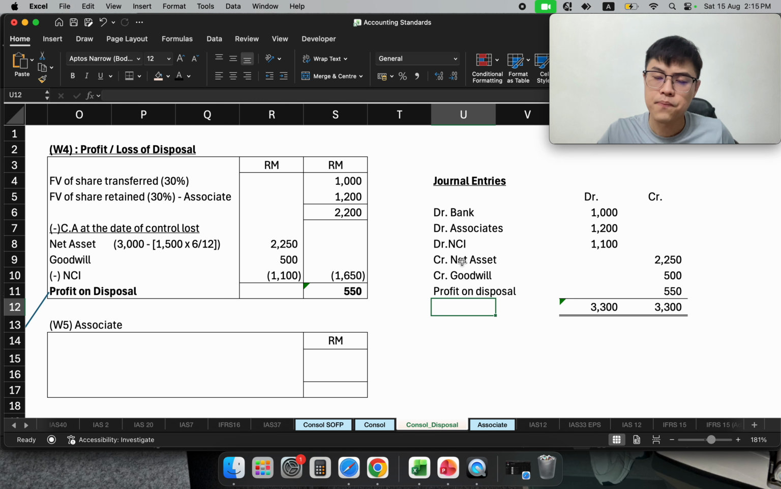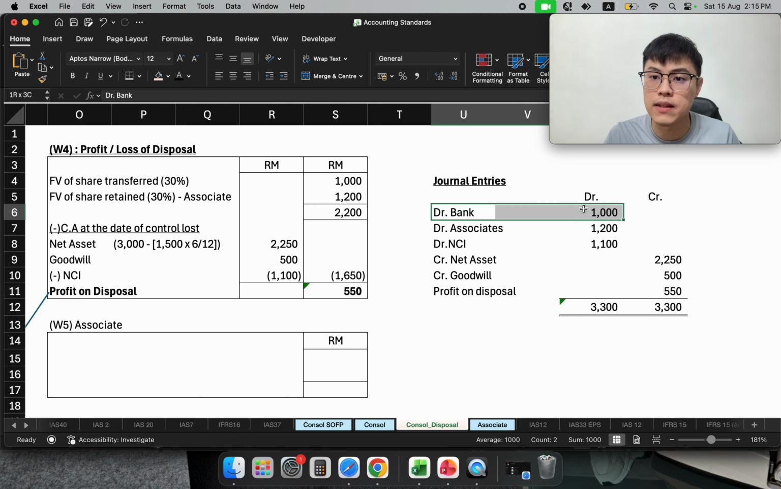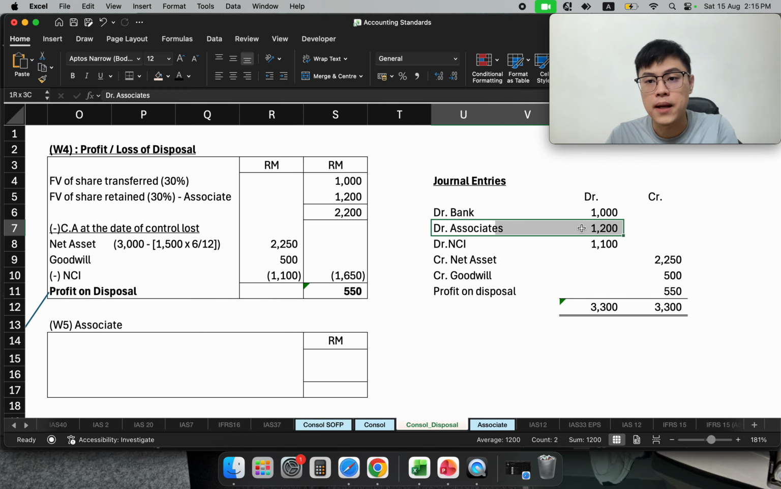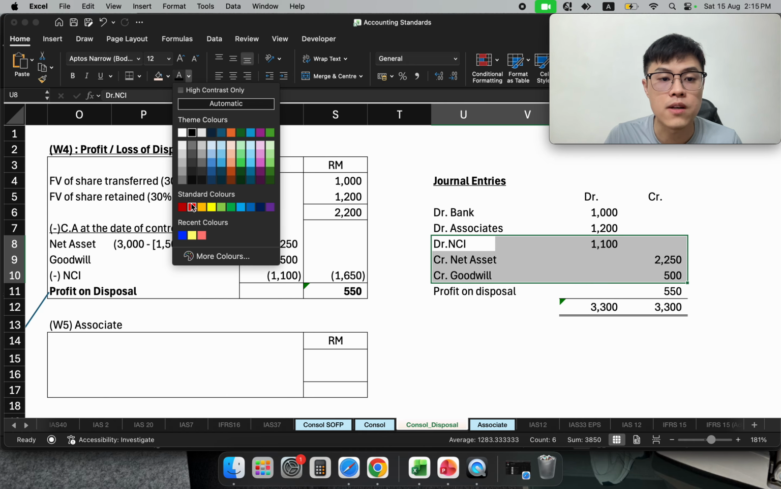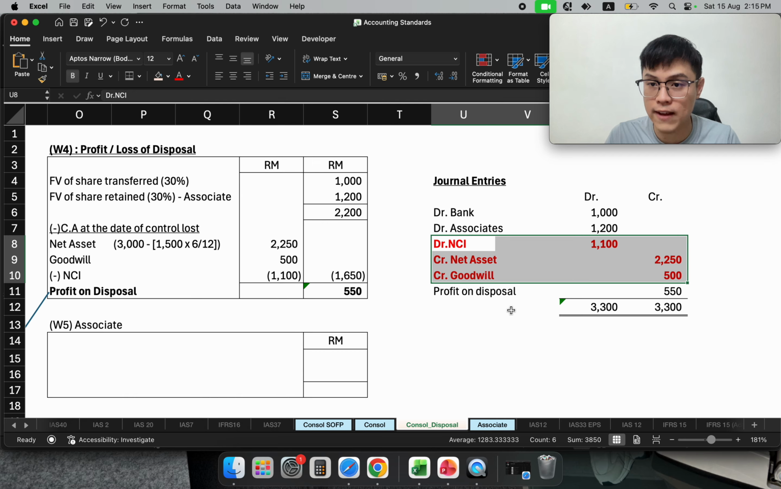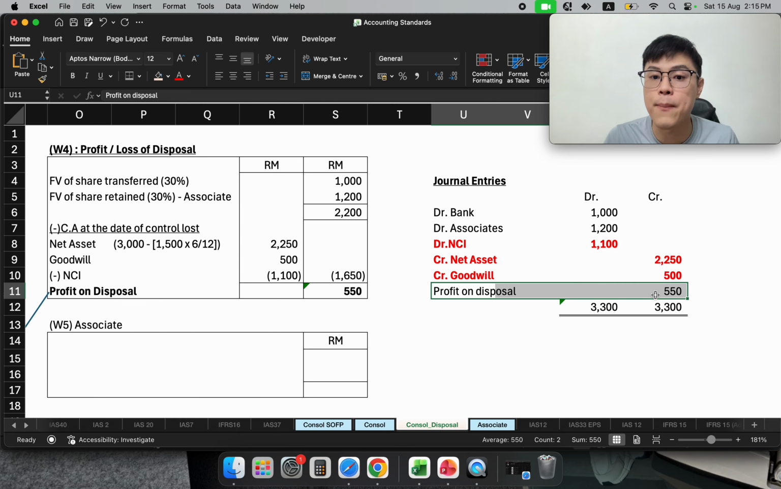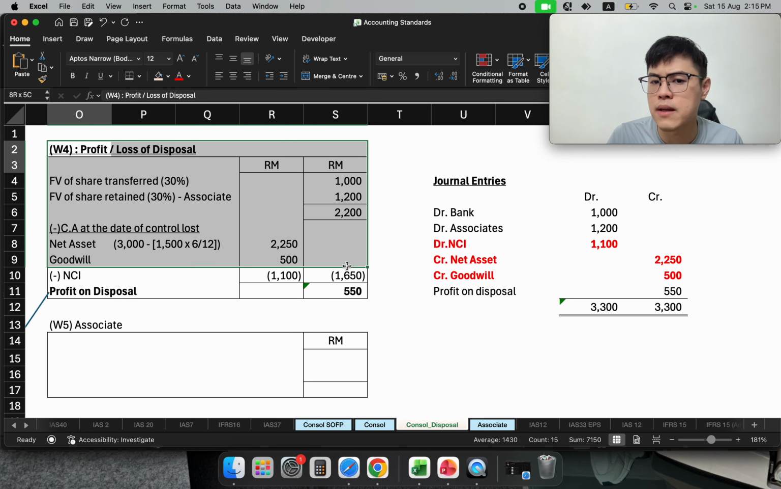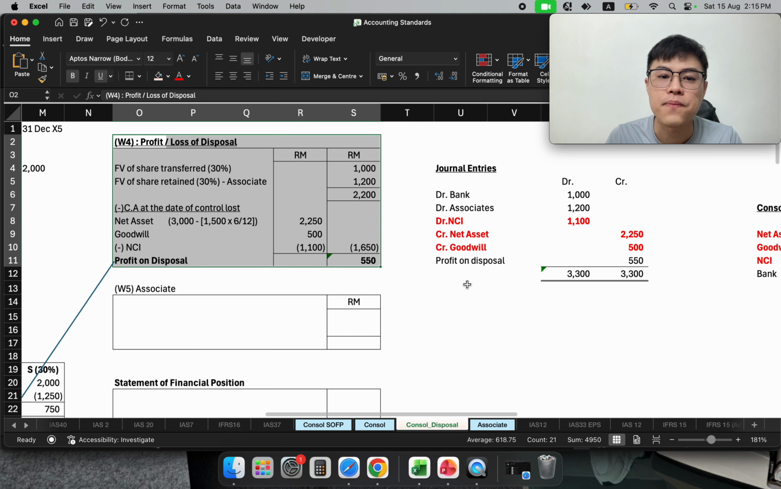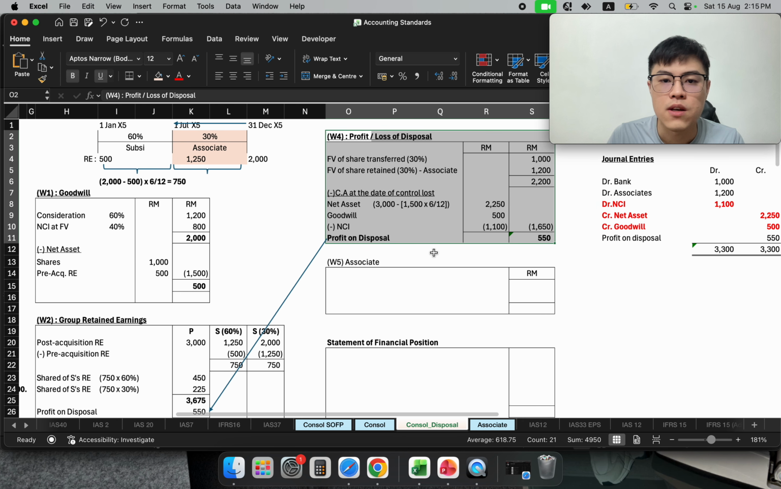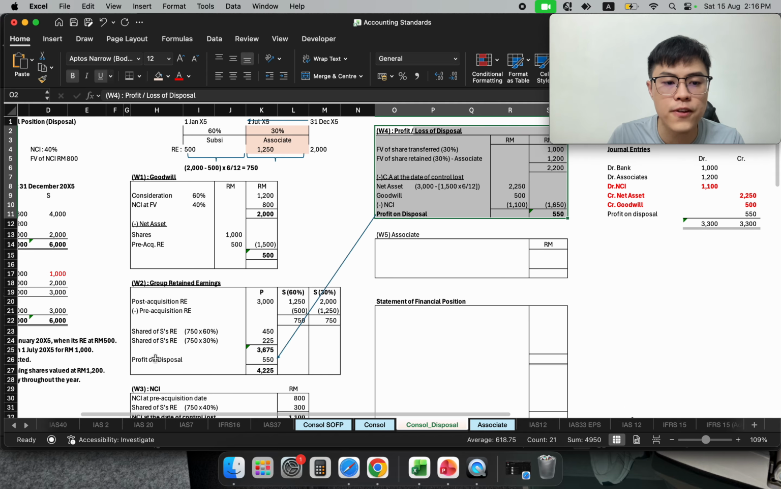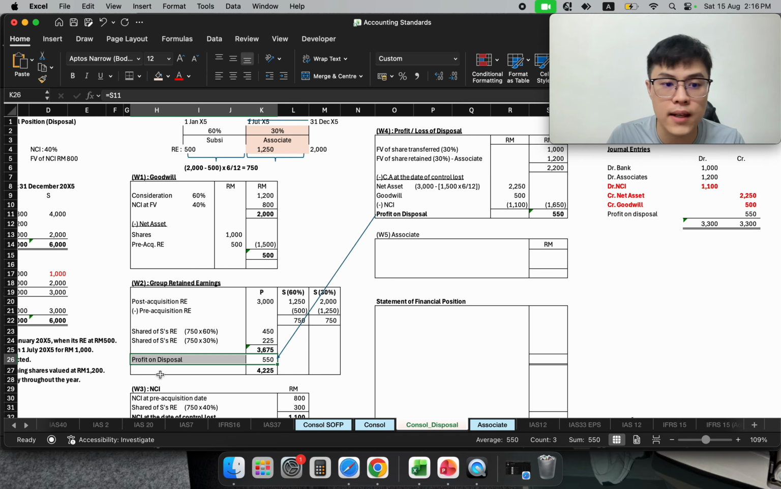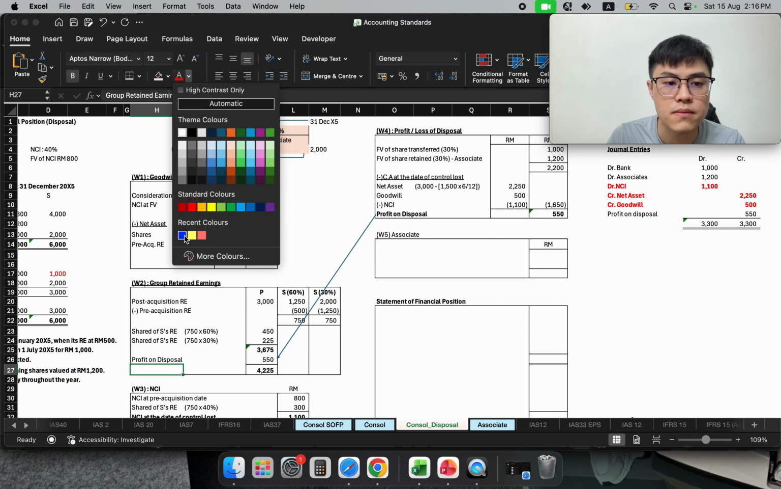So what we are doing in here, I recognize the amount that I receive in terms of the money proceeds, and I recognize my associate, because now it becomes my associate, and I de-recognize these three items because consolidation is already no longer valid, and I will recognize the balancing figure as my profit here, or loss on the debit side. So that explains this part. Subsequently, after you have de-recognized, you have already recognized the profit on disposal under your group retained earning. So this is my group retained earning.